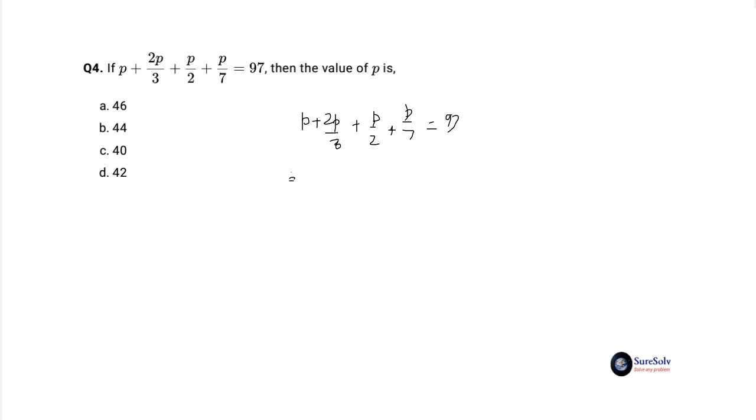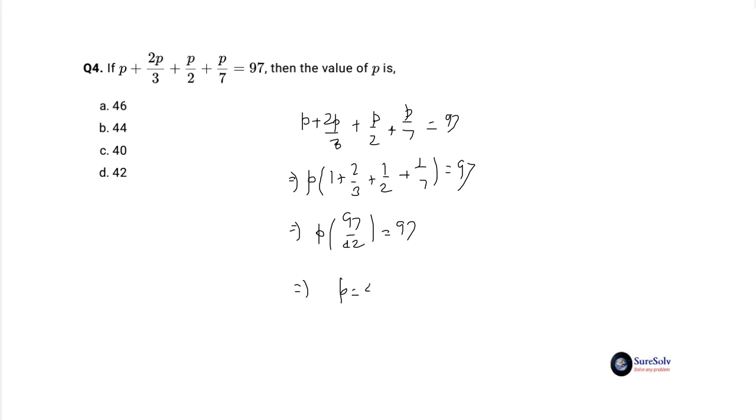p multiplied by 1 plus 2 by 3 plus half plus 1 by 7 equal to 97. Or p multiplied by 97 by 42 equal to 97. So the result is p equal to 42. Answer option D 42.